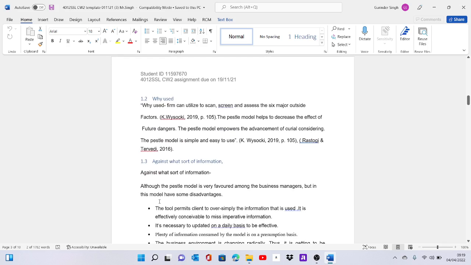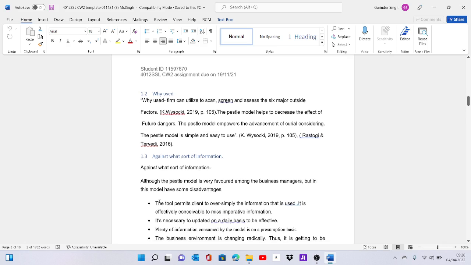Why do we use this model? We can utilize it to scan, screen, and assess the six major outside factors. The PASTEL model helps to decrease the effect of future dangers. It empowers the advancement of critical thinking. The PASTEL model is simple and easy to use.